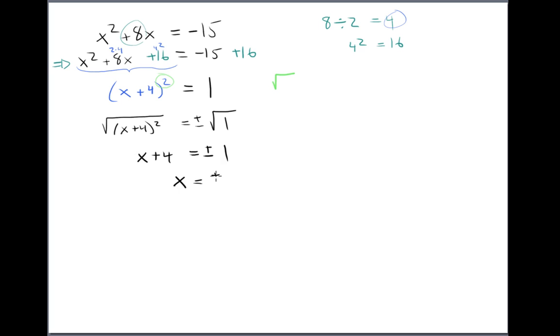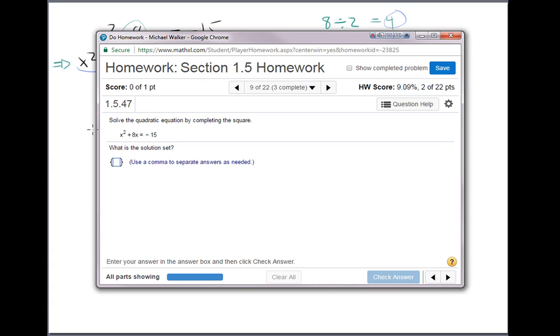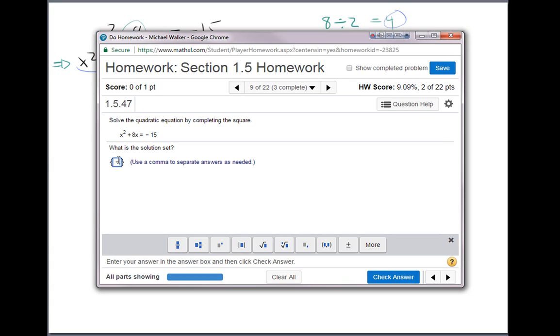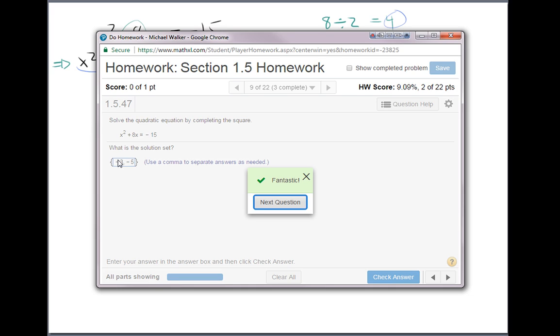x is equal to plus or minus 1 minus 4. Plus 1 minus 4 is a negative 3. Minus 1 minus 4 is a negative 5. So x is equal to the set negative 3, negative 5. Great. Let's go back over to our homework. What's our solution set? We determined it was negative 3, negative 5. Fantastic. And I will see you next video.